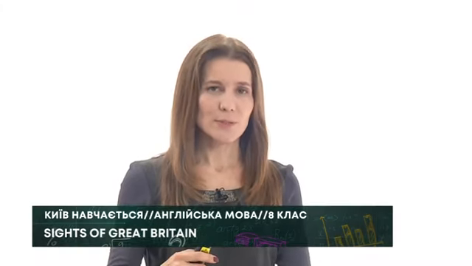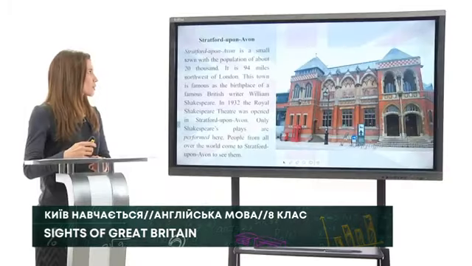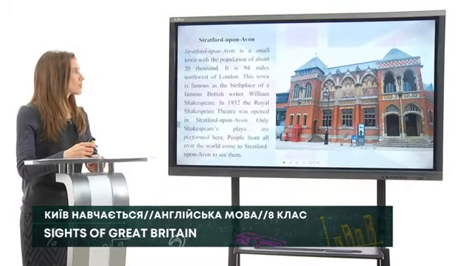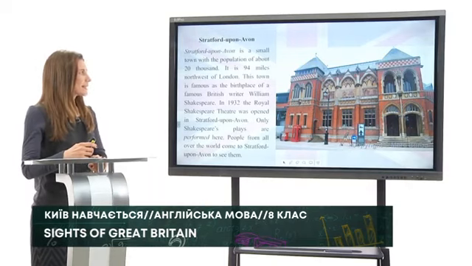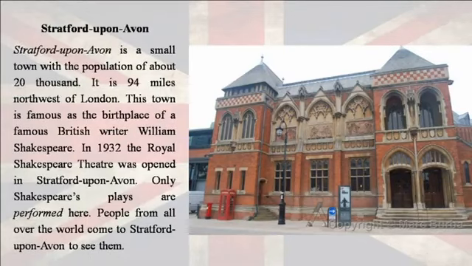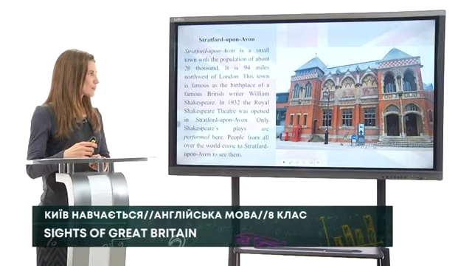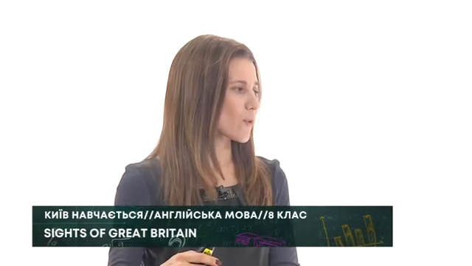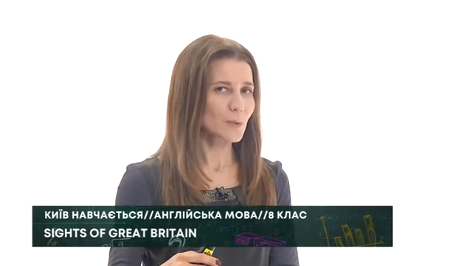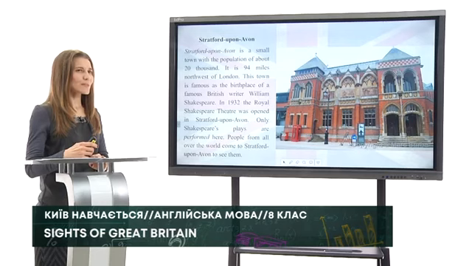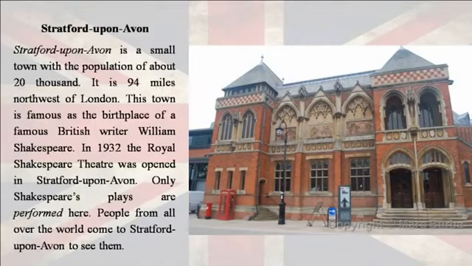Next we have Stratford-upon-Avon. It is a small town with a population of about 20,000. It is 94 miles northwest of London. This town is famous as the birthplace of a famous British writer, William Shakespeare. In 1932, the Royal Shakespeare Theatre was opened in Stratford-upon-Avon. Only Shakespeare's plays are performed here. People from all over the world come to Stratford-upon-Avon every year to see these plays.